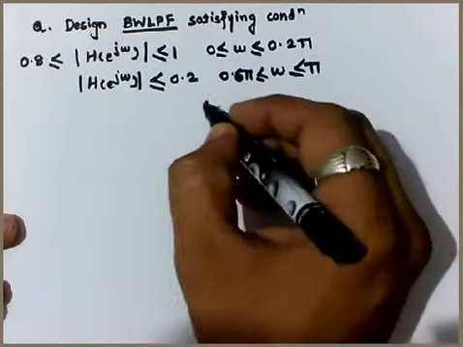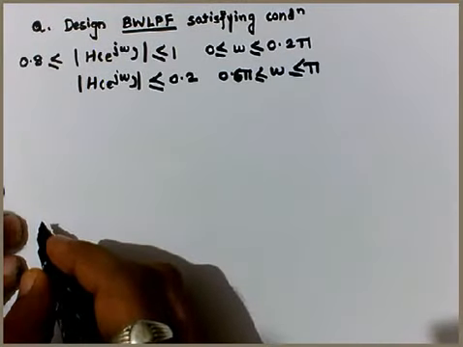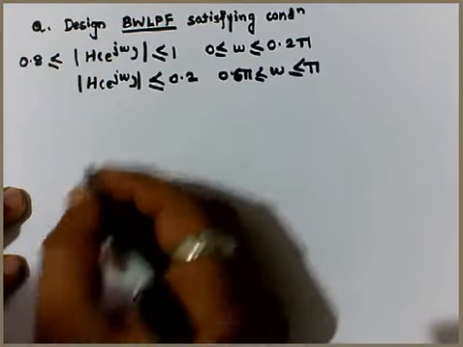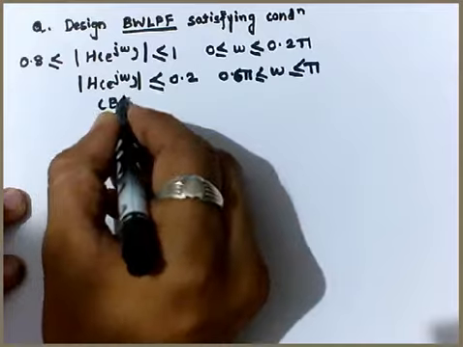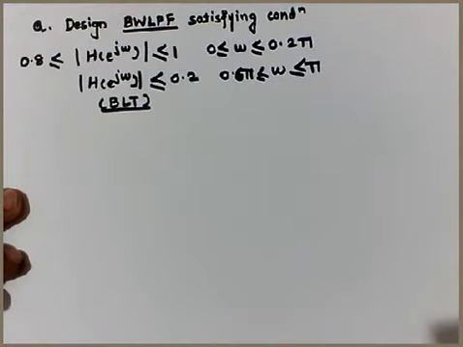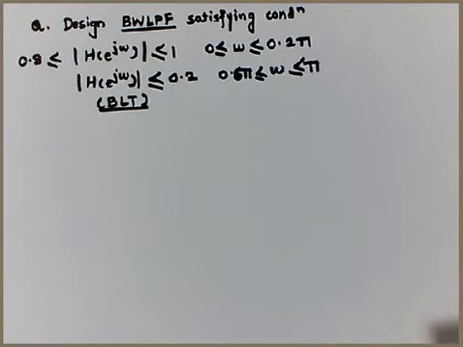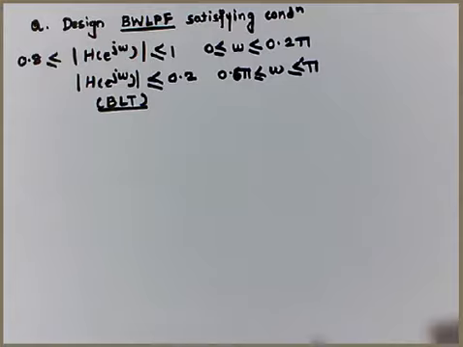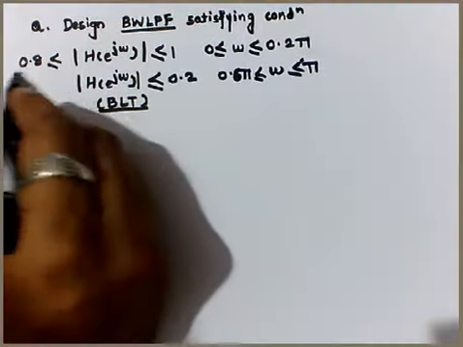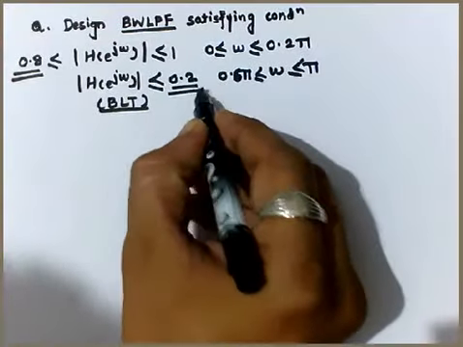This is 0.6 pi. Since it is asked by using the BLT method, we can proceed at the last for converting H of s into H of z, or the second thing is to convert omega into ohm. So we will discuss it with the help of what exactly this 0.8 and 0.2 are.